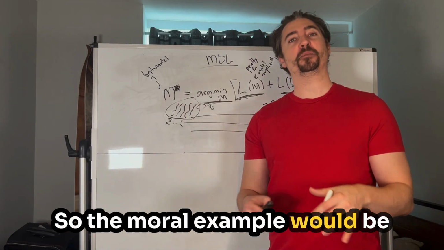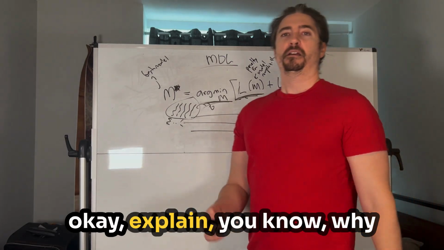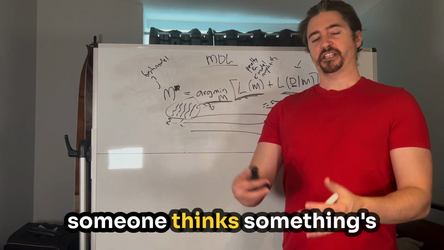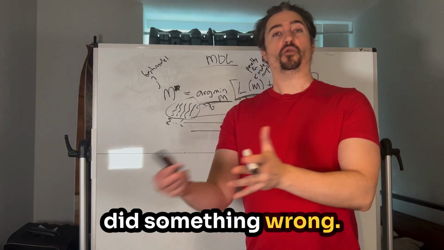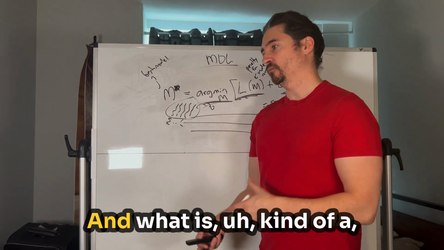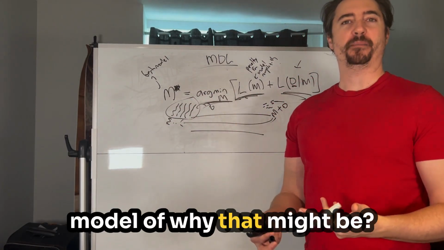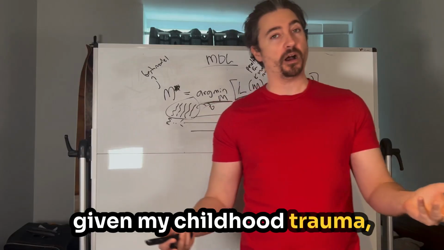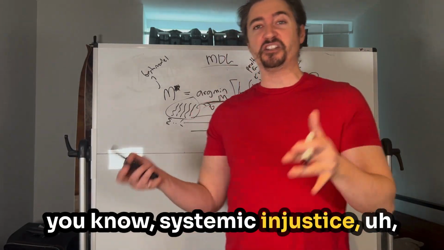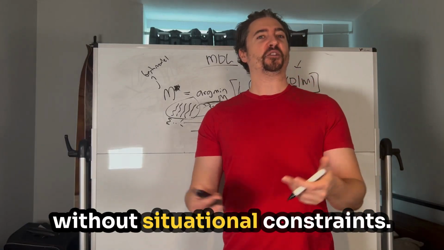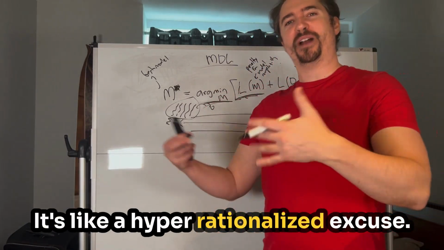So the moral example would be like the hyper-rationalized excuse. Okay, so this would be like, explain why someone thinks something's right or wrong, right? Or more to the point, let's say somebody did something wrong. What is an elaborate explanation or model of why that might be? Well, someone might say, given my childhood trauma, my neurochemical state, social pressure, evolutionary instincts, systemic injustice, what else? Situational constraints. My action was actually justified, right? It's like a hyper-rationalized excuse.